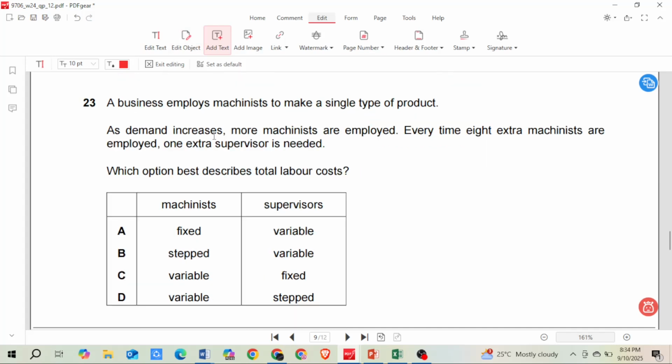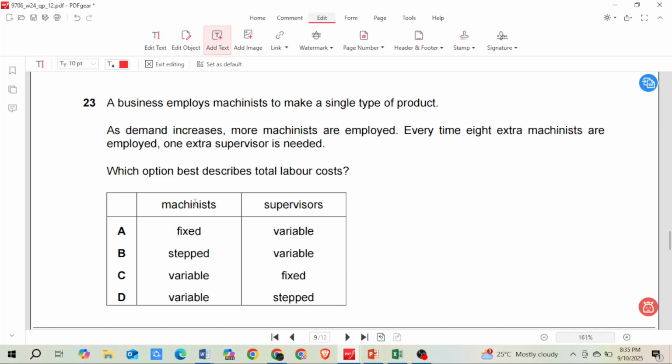A business employs a machinist to make a single type of product. As demand increases, more machinists are employed. Every time eight extra machinists are employed, one extra supervisor is needed. Which option best describes the total labor cost?